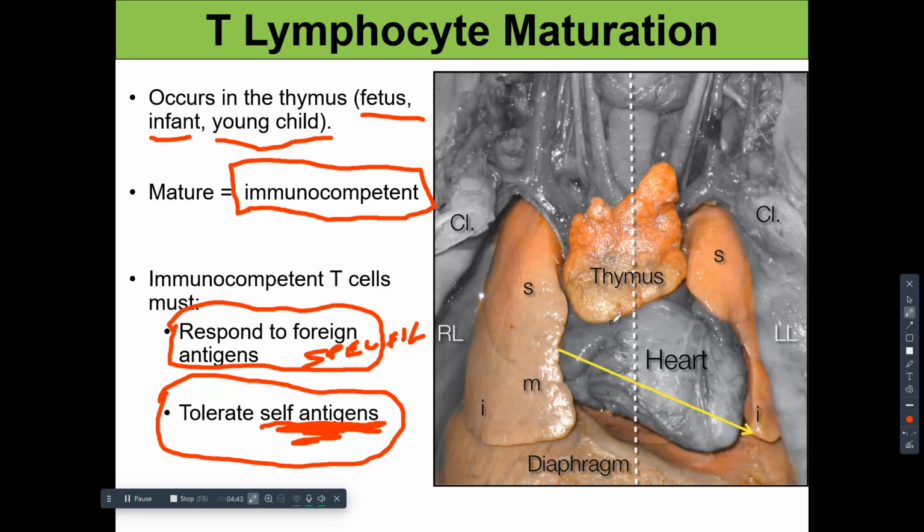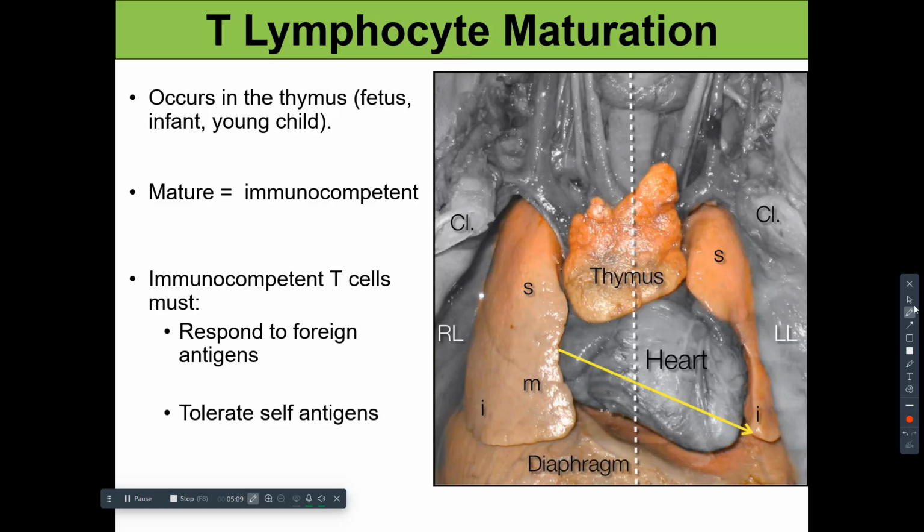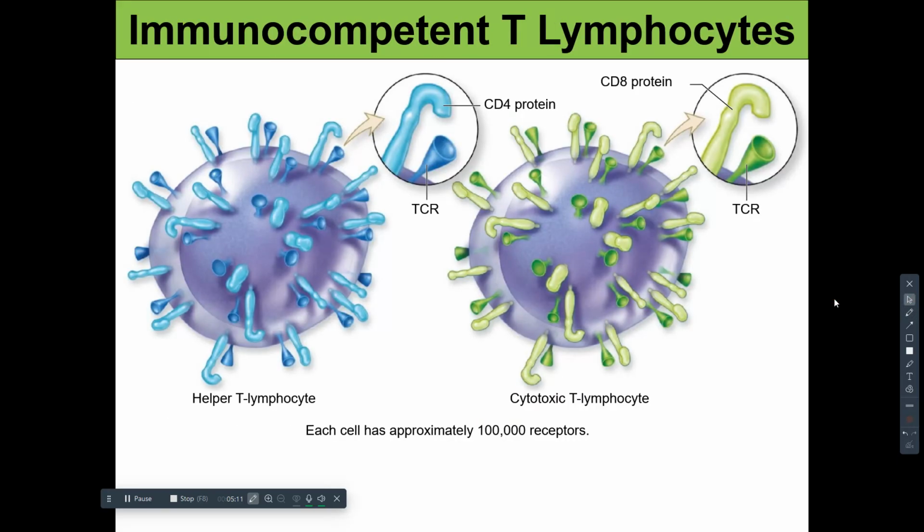Now, surprisingly, most of the T lymphocytes that go into the thymus fail one or both of these tests. Only about 1% of the T lymphocytes end up graduating from the thymus. The other 98, 99% are going to be killed in there because they're failing to do one of these things. Okay, so that is T lymphocyte maturation.